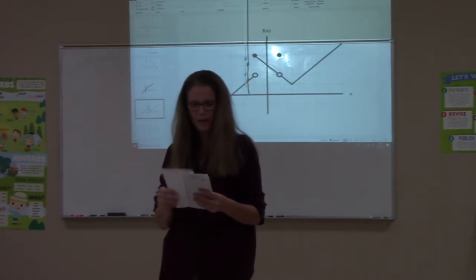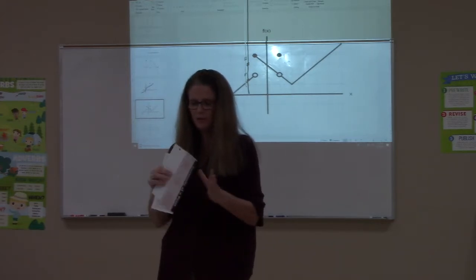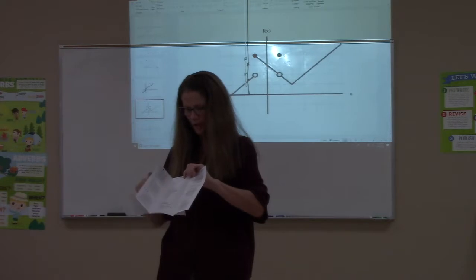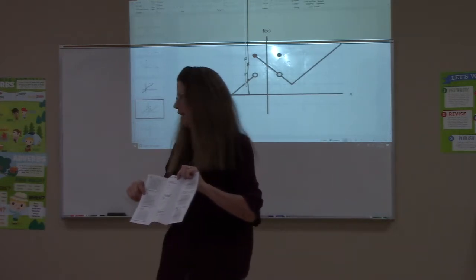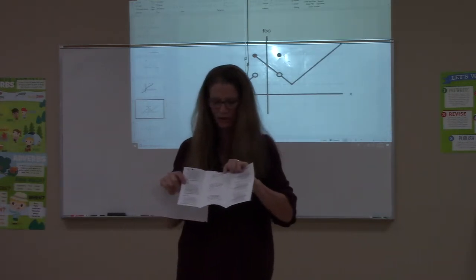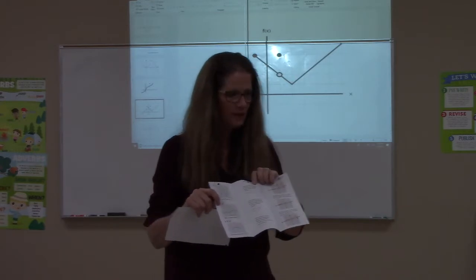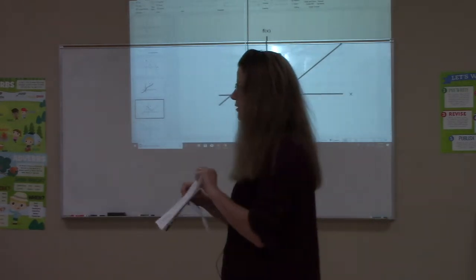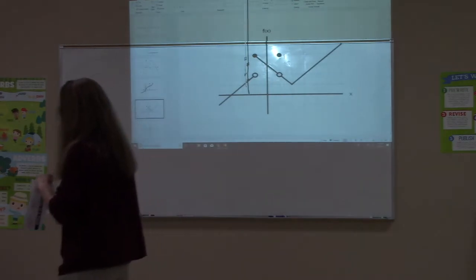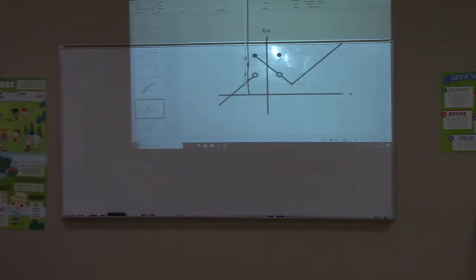Good. Okay, so you can write that in the middle where it says, write the letter, or you can attach it. I have tape if you want to attach the graph. So it's graph D at x equals 4. So graph D at x equals 4.